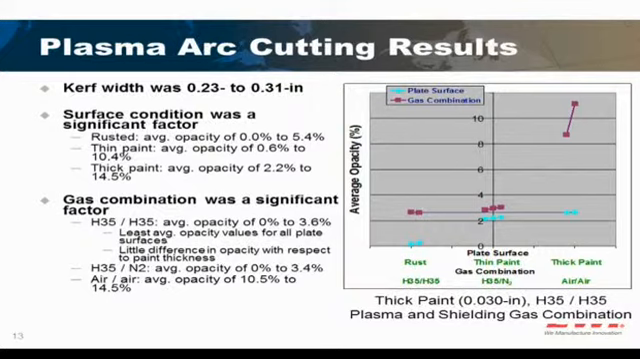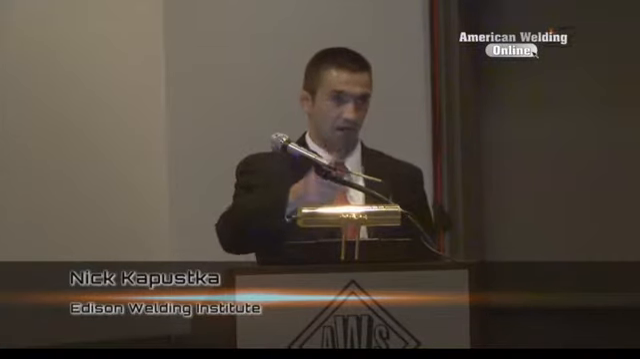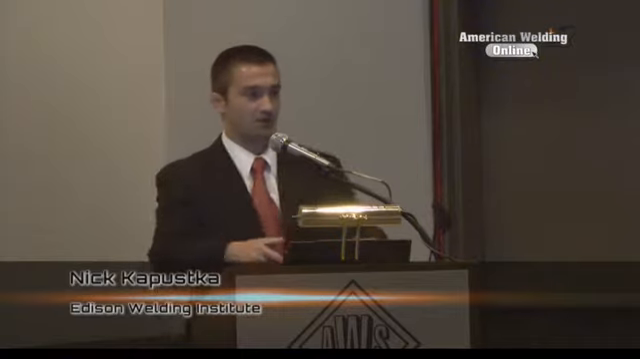And we looked at the same three surface conditions: rusted, thin paint, and thick paint. The constants that were held for all three gases are listed there. An important one is that we had to weave with this process. If we did a stringer bead approach, without weaving, the dross would bridge around the backside. So we used a weave technique, and the kerf width was around 0.2 to 0.25 inches.